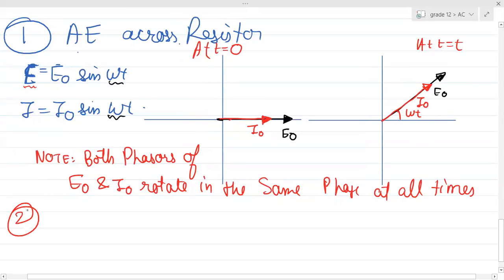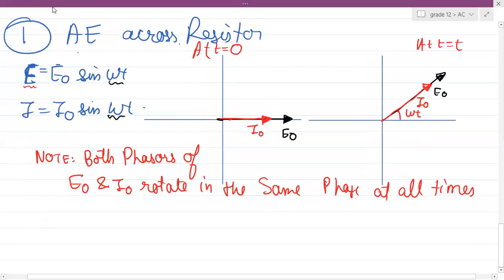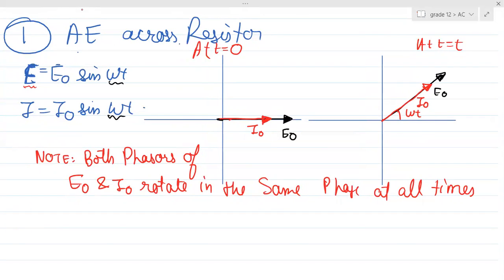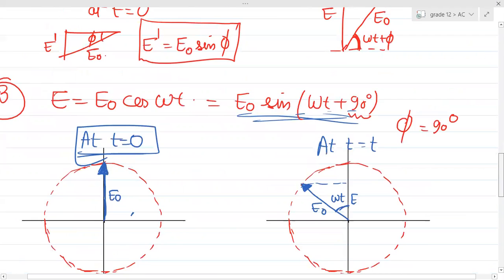Now the second thing which we'll be doing, always remember both phasors rotate in the same phase at all times, so they will always be parallel to each other.